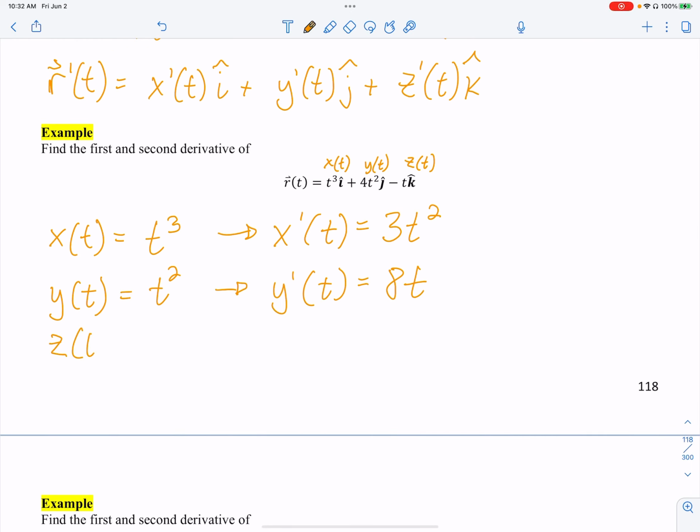Okay, so z of t, that was equal to minus t, take the sign with it. So z prime of t is equal to -1.